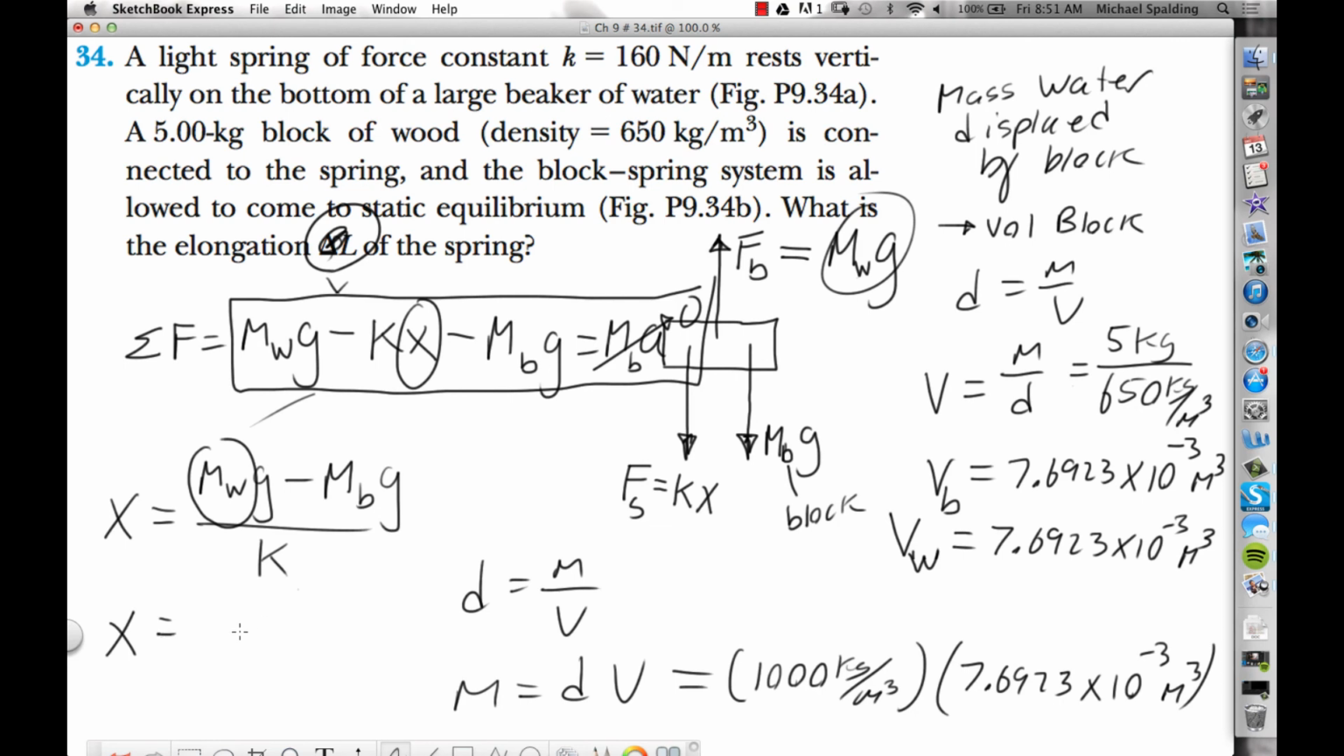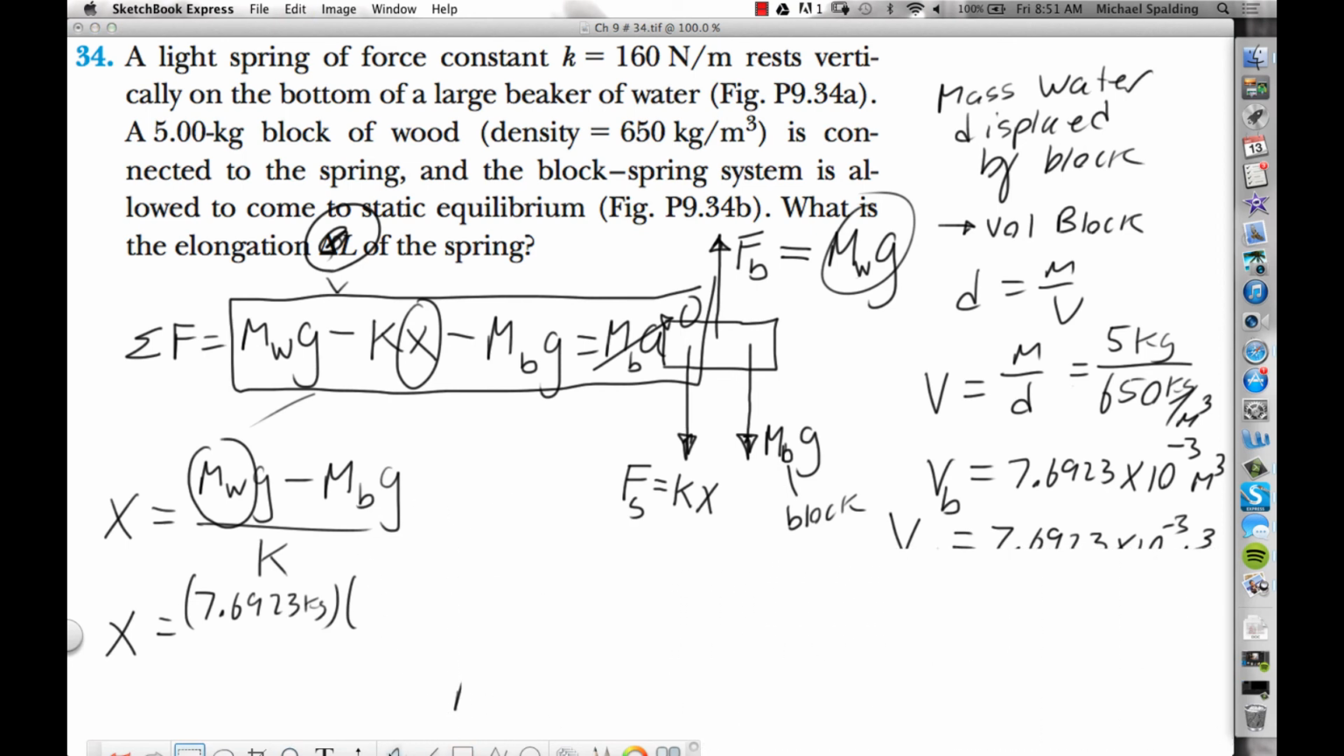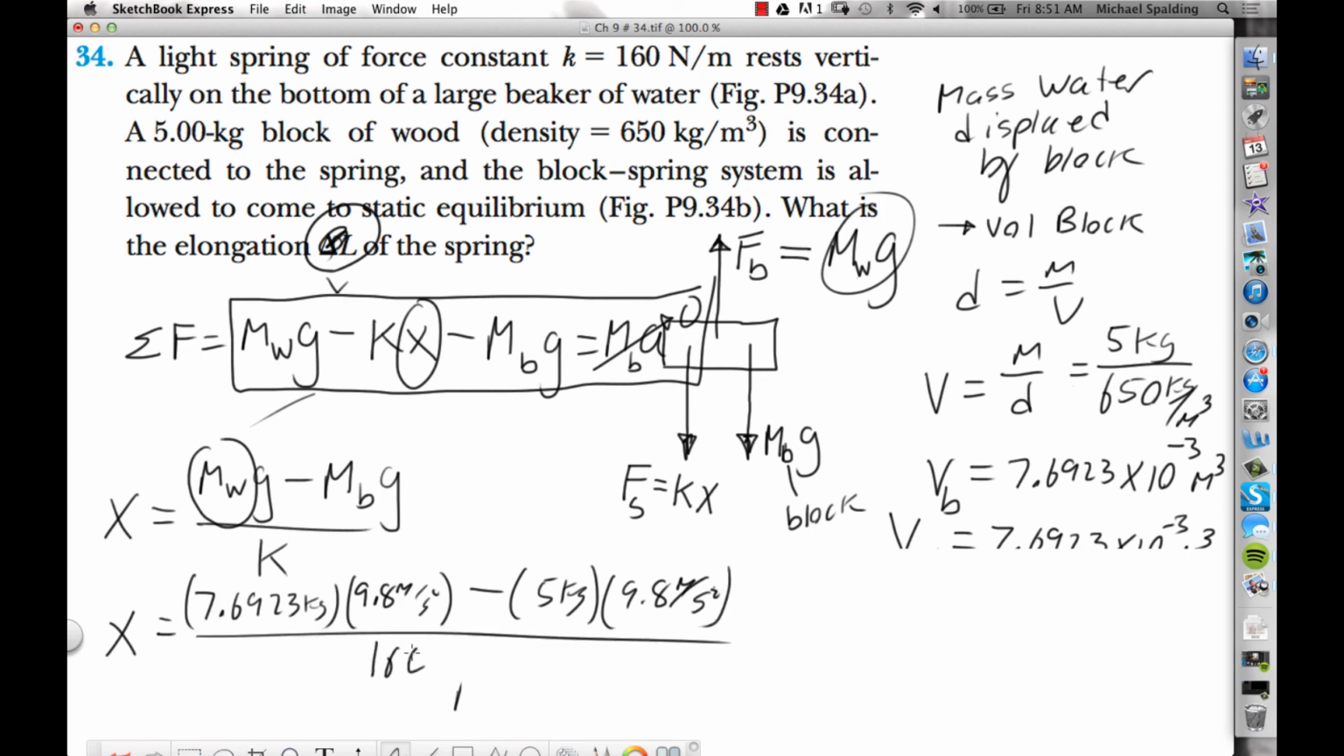Okay, so we find out that the mass of the water ends up being 7.6923 kilograms. Gravity is 9.8. Mass of the block is 5 kilograms. And then the spring constant is 160.